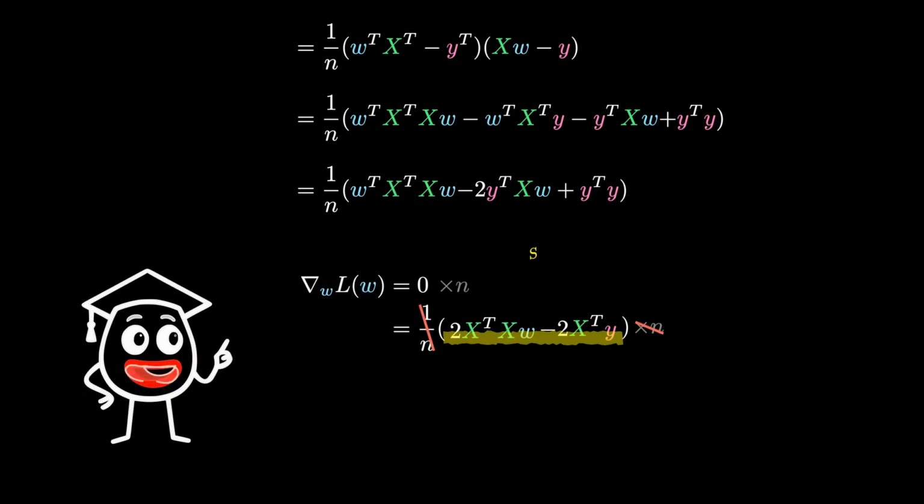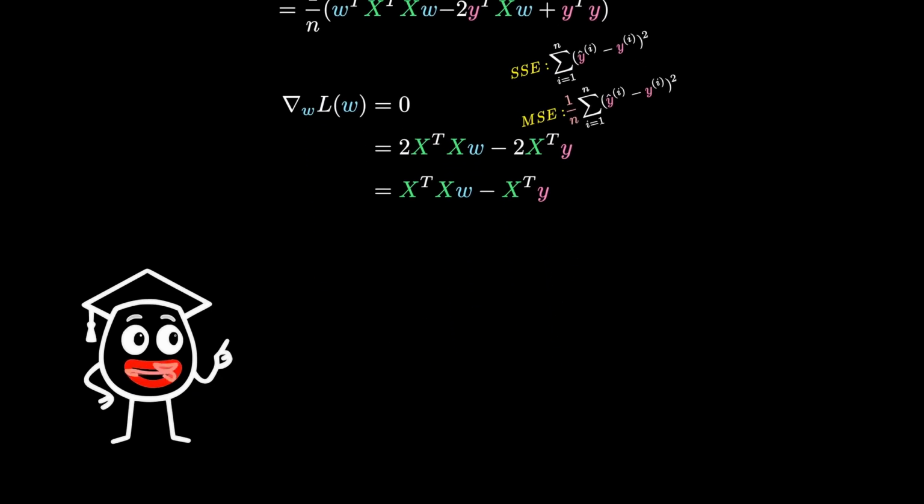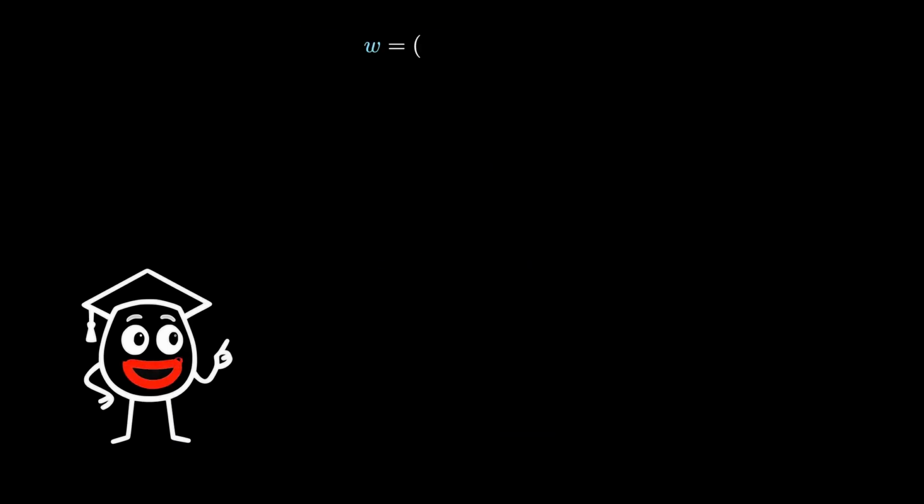Remember, whether we use MSE or SSE, the value of w we get is the same, since that 1 over n factor doesn't affect the result. And if we multiply both sides by 1/2, the factor of 2 also cancels out. Now we're almost there. Solving for w, we get w equals x transpose x inverse x transpose y. And that's how we get the direct solution, also called the normal equation for linear regression.